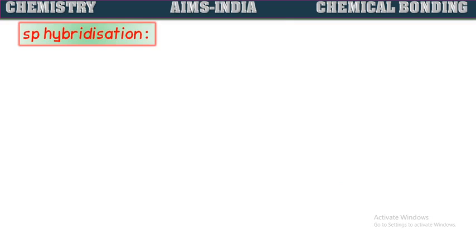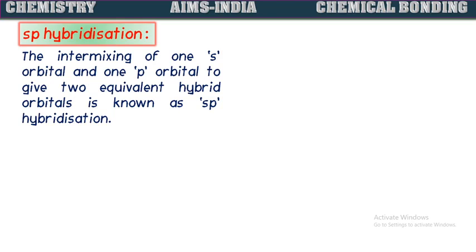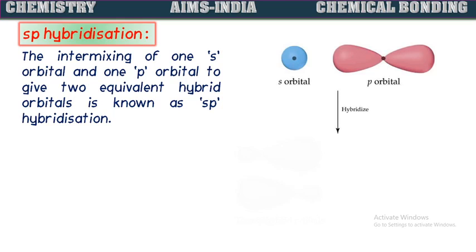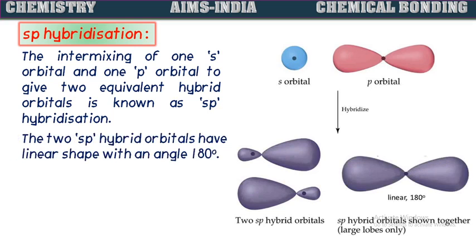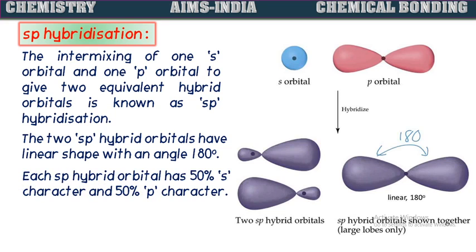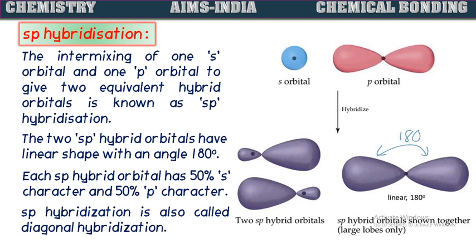Now, let's see the first one among them, sp hybridization. The intermixing of one s orbital and one p orbital to give two equivalent hybrid orbitals is known as sp hybridization. The two sp hybrid orbitals have a linear shape. In this way, they will be linear to each other with an angle of 180 degrees. Each sp hybrid orbital has 50% s character and 50% p character. sp hybridization is also known as diagonal hybridization.